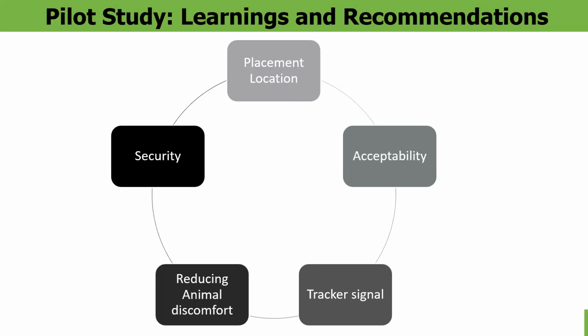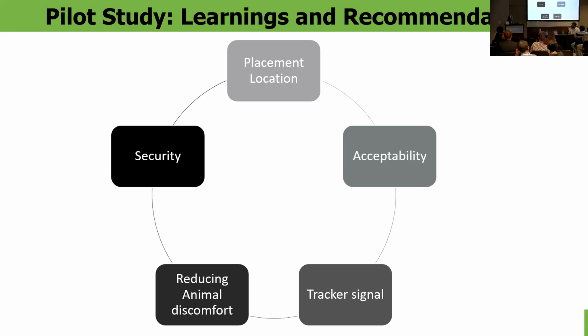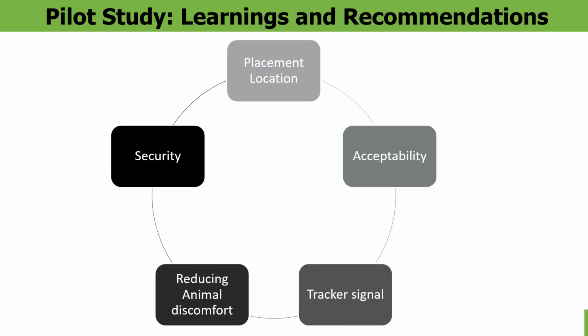Reducing animal discomfort, so for reducing animal discomfort, we decided to track animals who had a large, or can I say body mass index? Yeah, not the smaller animals. For security of the trackers, we concluded that we were not tracking free roaming animals, but only tracking animals who are roaming inside the compound.